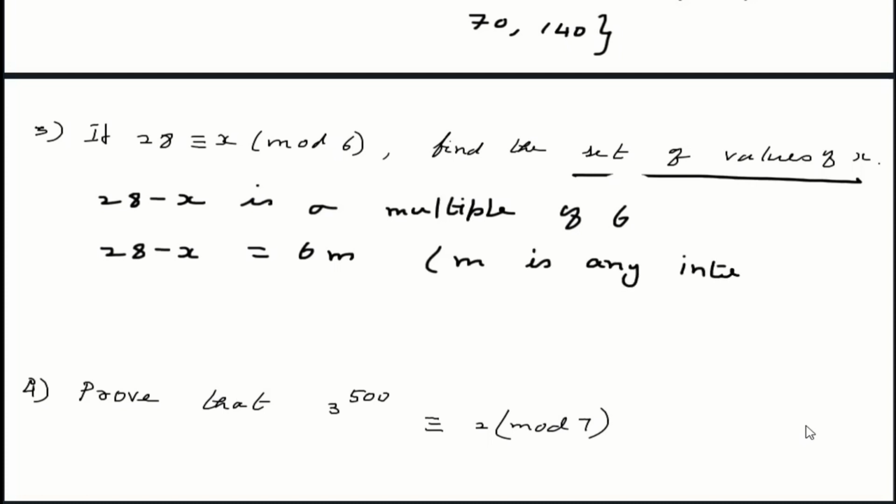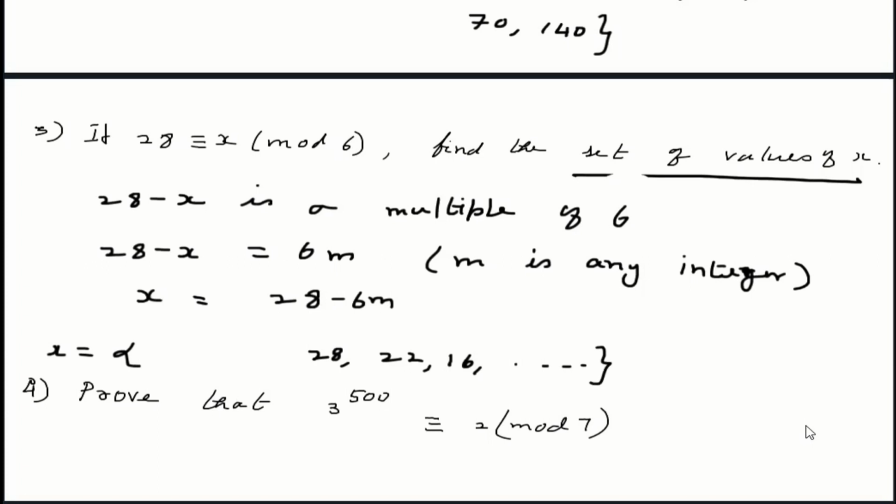Any integer. So x is equal to 28 minus 6m. As you keep on substituting the values of m, you will get the answer. When m is 0, x is 28; m is 1, it is 22; m is 2, it is 16, and it goes on. M is negative 1, it is 34; m is negative 2, it is 40, and it goes on this side also because m is an integer.